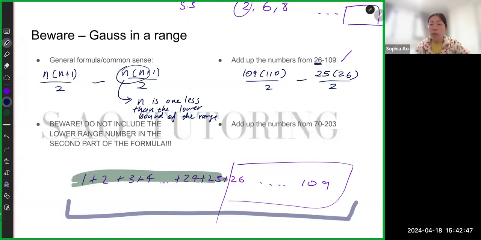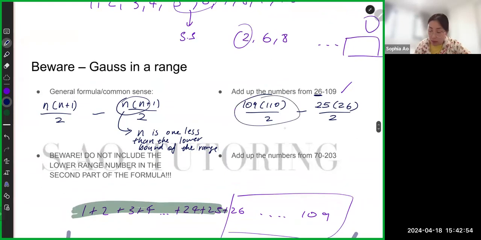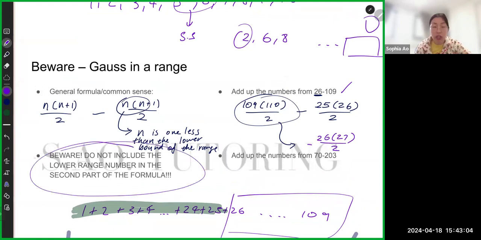Now, the problem that I usually see amongst my own students is there's always a couple of people who have this part right, and then they choose to subtract 26 times 27 on 2. So this is a big no-no. We want to be especially aware of this. Look in my notes. I wrote beware. Do not include the lower range number in the second part of the formula. But we have to ask ourselves why as well. I don't want to leave you guys and just say, oh, just don't include it, right?